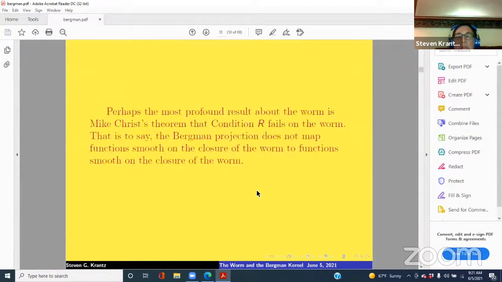I'll just mention perhaps the most profound result about the worm, which is due to Mike Christ. He showed that condition R fails on the worm. That is to say, the Bergman projection does not map smooth functions on the closure of the worm to smooth functions on the closure of the worm. And condition R is important in the study of the boundary behavior of biholomorphic mappings. It's an idea that's due to Steve Bell.